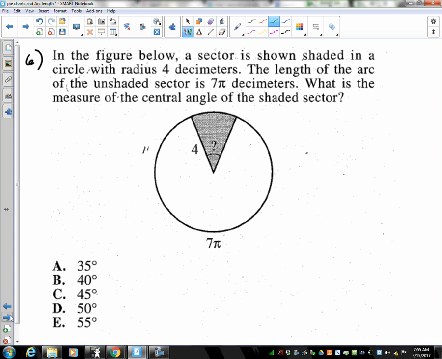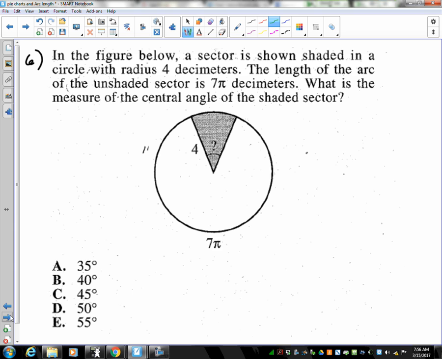Okay, this is kind of a similar question here. It says, in the figure below, a sector is shown shaded in a circle with a radius of 4 decimeters. Who uses decimeters? All right. The length of the arc of the unshaded sector is 7 pi decimeters. What is the measure of the central angle of the shaded arc? And this is a pretty challenging question here.